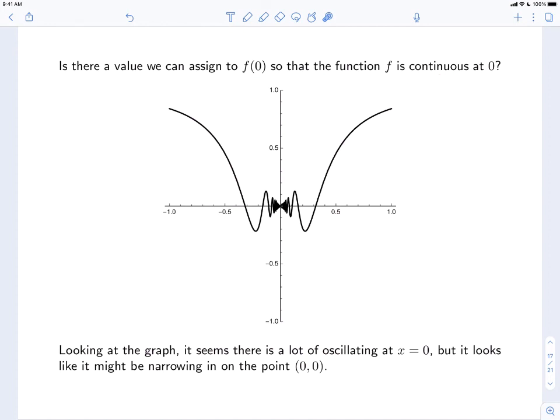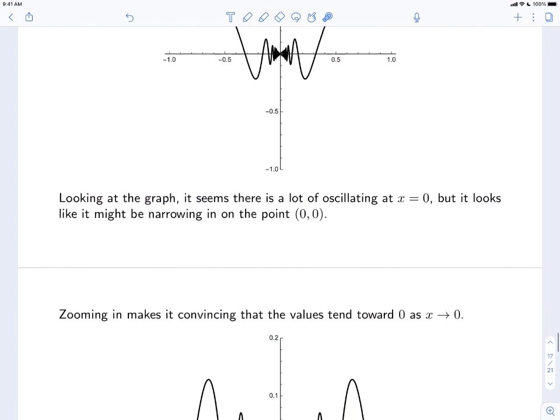Now here's a graph from x equals -1 to 1, and you can see that there's a lot of oscillation happening, but it does sort of seem like the function is narrowing down towards the origin. It looks like it's narrowing in on that point. Well, let's zoom in and get a better look.